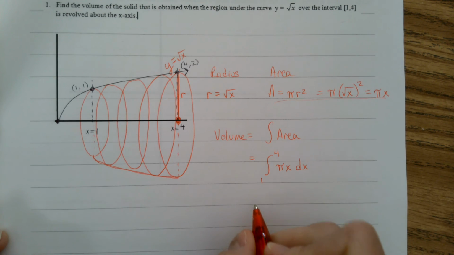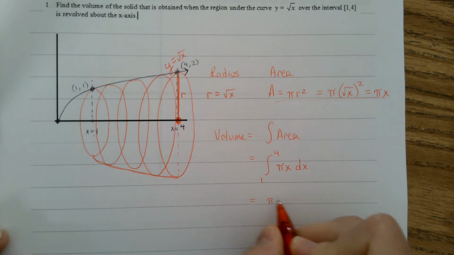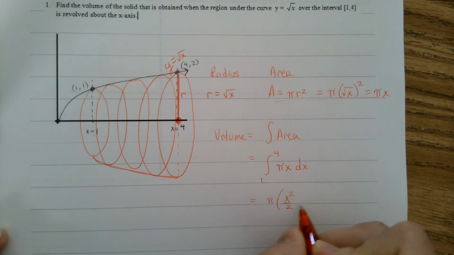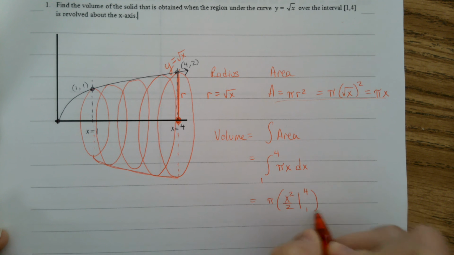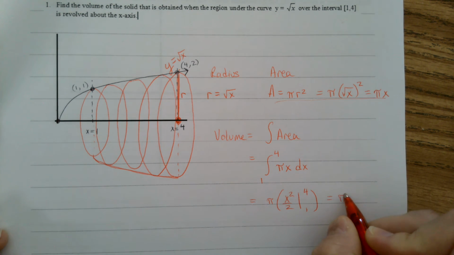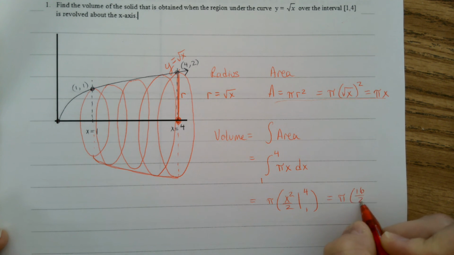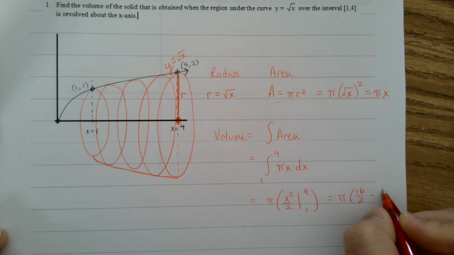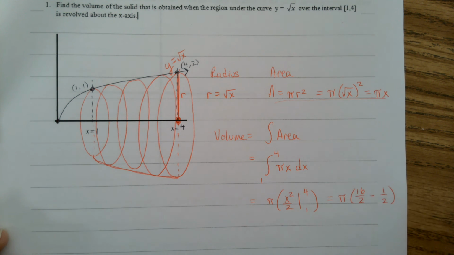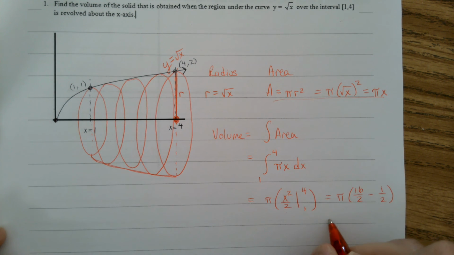And this is going to be pi, a coefficient, times x squared over 2 from 1 to 4. So pi times 16 over 2 minus 1 over 2, right? 4 squared over 2, 1 squared over 2. So 16 minus 1 is 15, so I just call this 15 pi over 2, and I'm done.